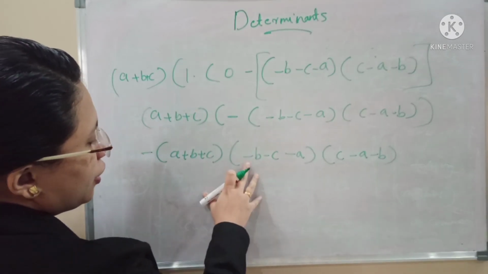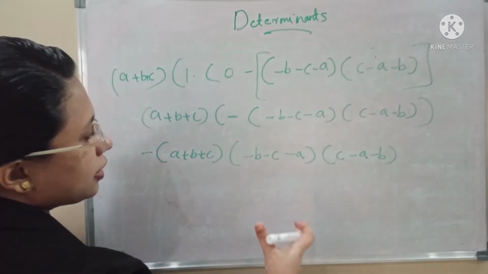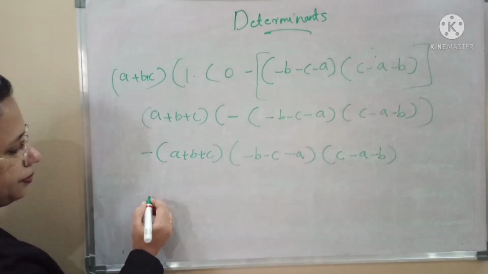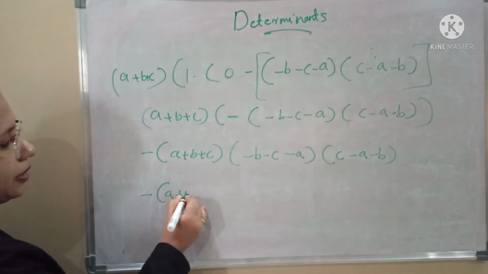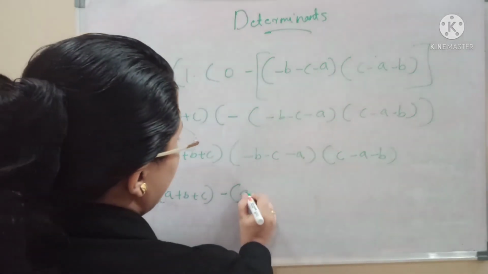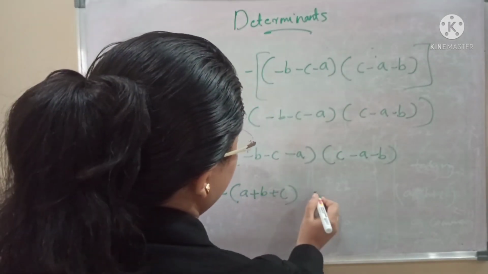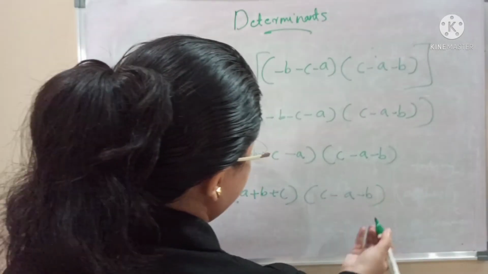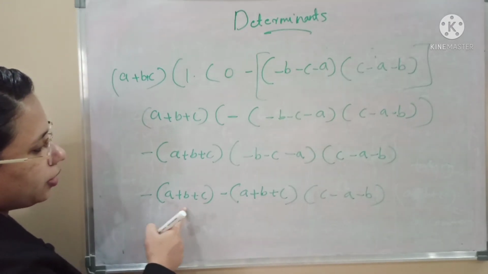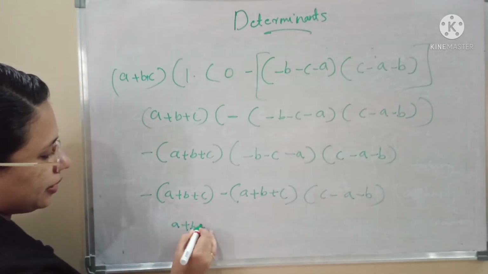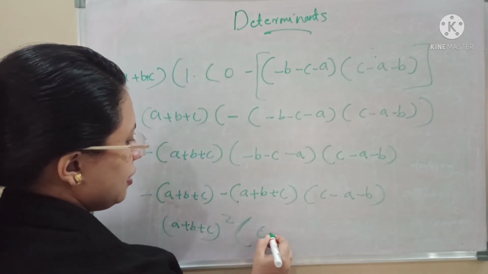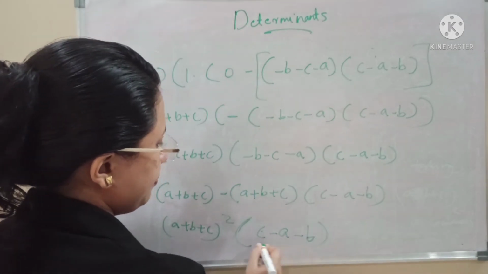Okay, like you have negative here, all terms have negative sign, right? So take the negative outside. Okay, so what will happen? So minus a plus b plus c, negative of b, a plus b plus c, c minus a minus b. Okay, again negative into negative, positive, so you can write it as a plus b plus c whole square into c minus a minus b.